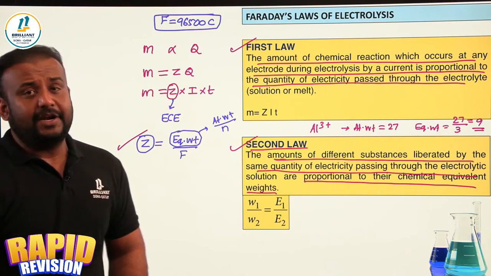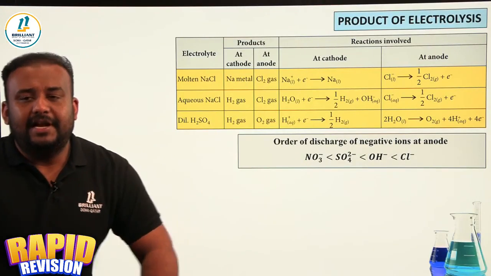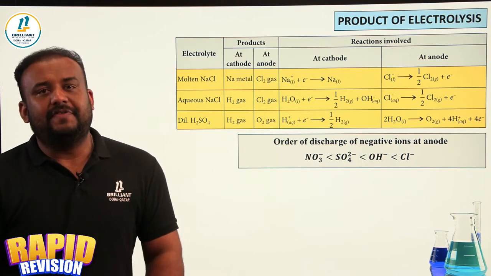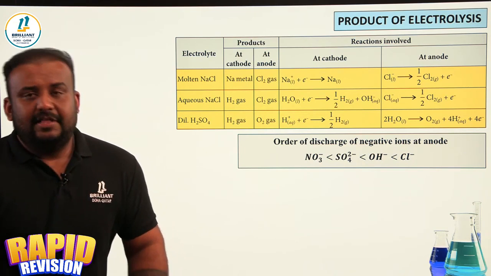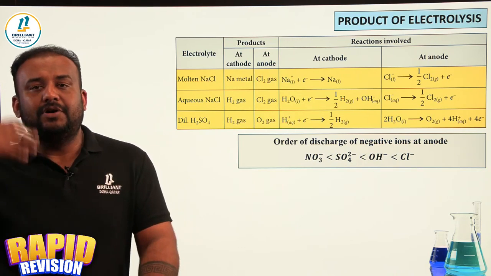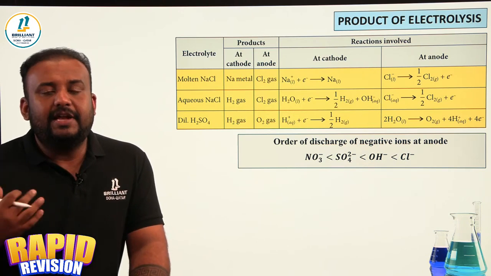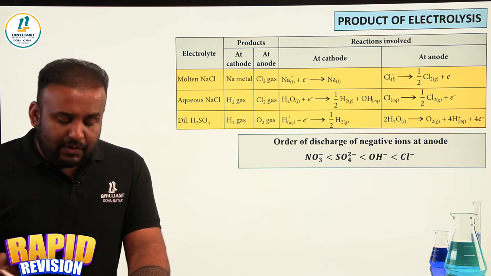That is Faraday's second law of electrolysis. Now, another important topic related to theory questions is the products of electrolysis. Very simple rule: if you have an electrolysis happening and you want to see what is going to form at the cathode and the anode, just look at which ions are participating.